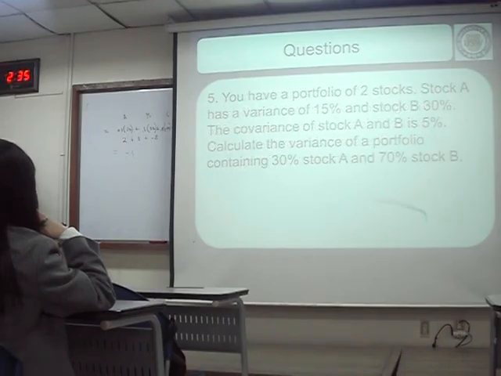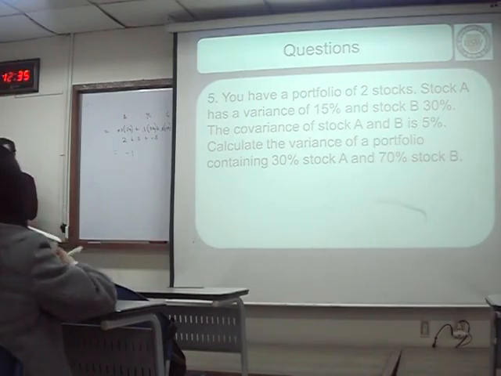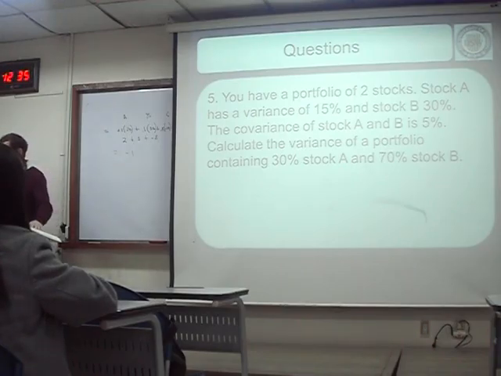Okay, then the last one. We are going to try the diversification equation, using the equation to show the diversification benefit. So you have a portfolio of two stocks. Stock A has a variance of 15%. Stock B has a variance of 30%. It's riskier. The covariance of stock A and B is 5%. Calculate the variance of the portfolio. We have 30% of stock A and 70% of stock B.